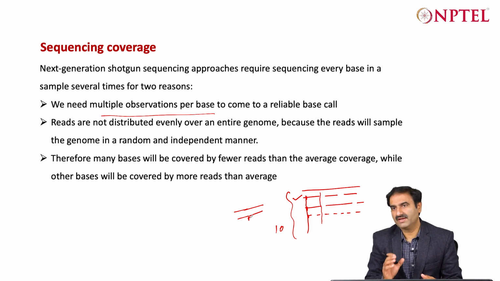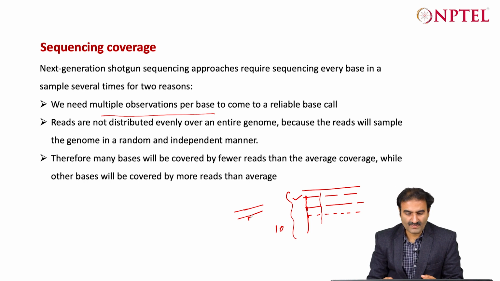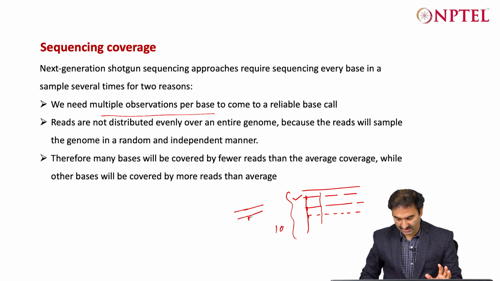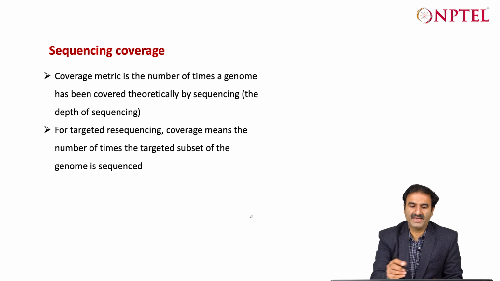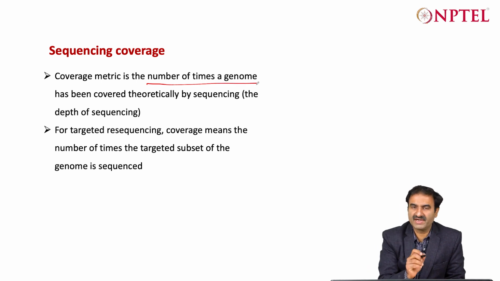But still, there will be something that you miss due to the assembly method, or due to lack of reads in that region, okay. So combining all these, you need good quality coverage, okay. And coverage is, as I said, a metric, the way in which you tell how many times you have covered a genome, how many times you have read that genome.